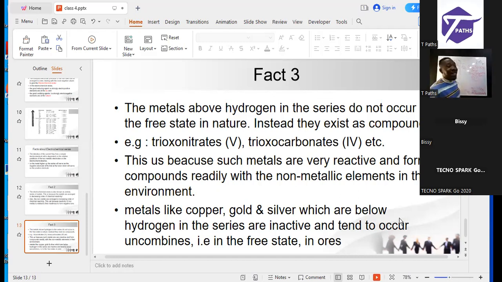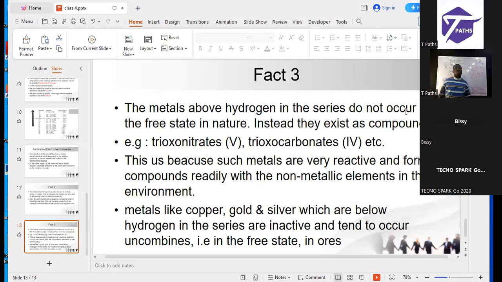Yes, they do not occur in the free state in nature. I think I was trying to explain something like that earlier. Instead, they exist as compounds, because they are very, very reactive in nature. That's why those that are above hydrogen gas do not exist in the free state. What I mean by free state is that you don't see them alone.